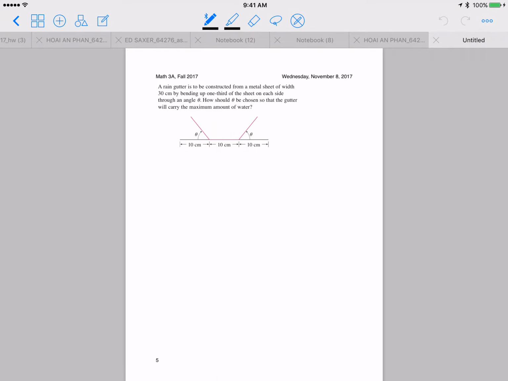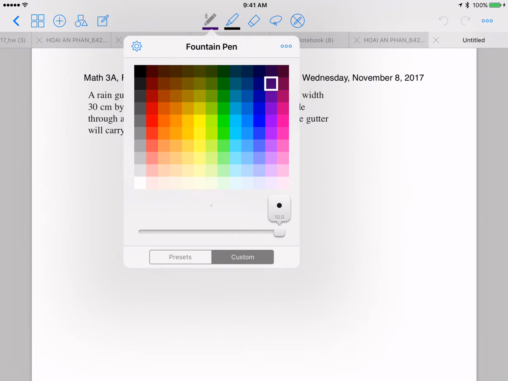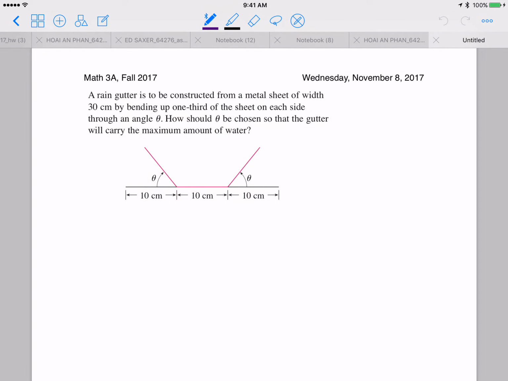Okay, so we are going to continue with this problem here. We're actually just going to start over. So take a moment to read it. And now let's get started.